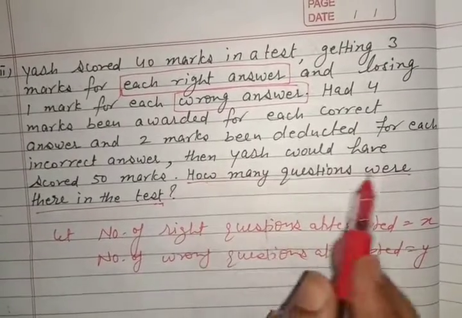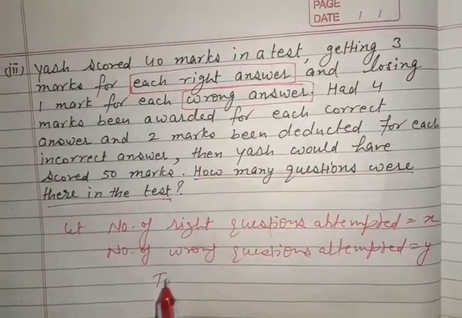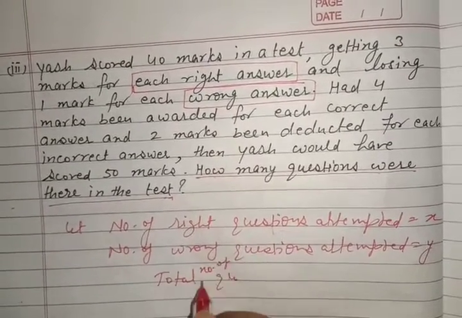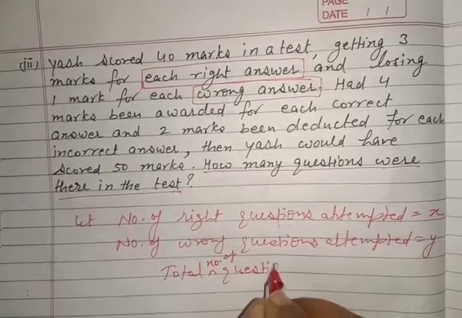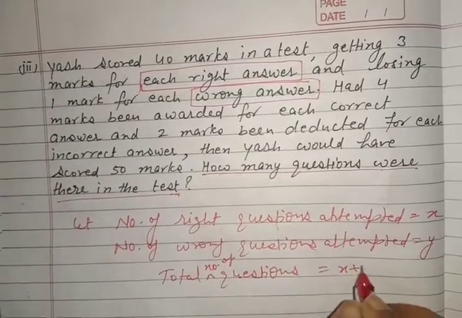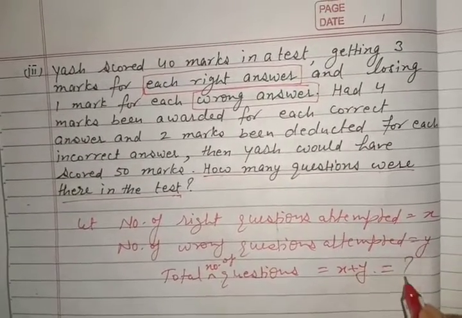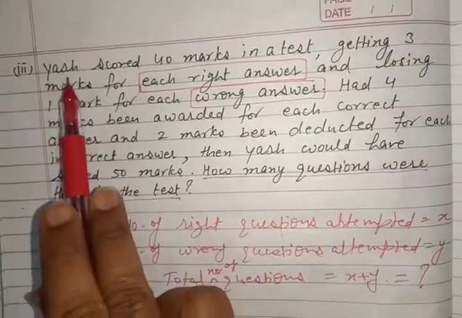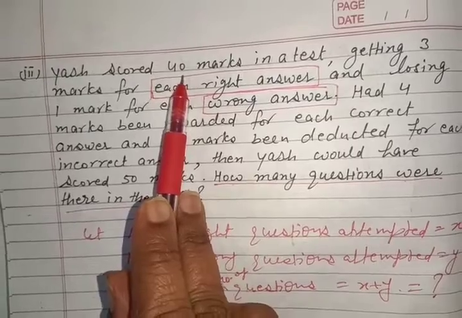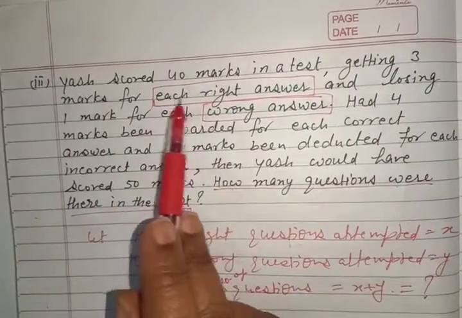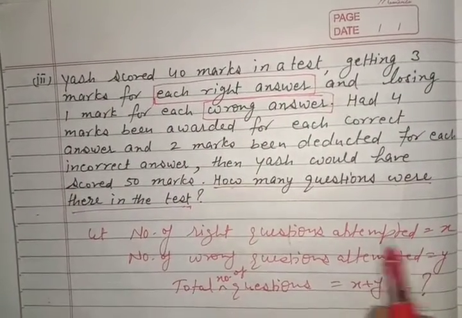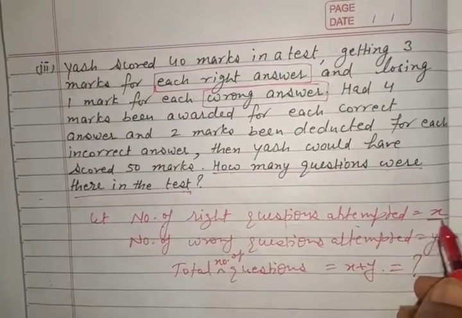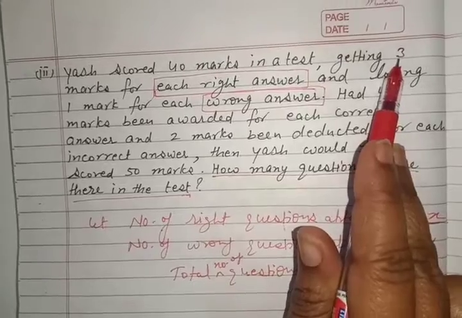And they have asked how many questions were there in the test. So the total number of questions is equal to x plus y. This we need to find. This is the last line of the question. Now Yash scored 40, getting 3 for each right answer. Number of right answers is x, and for 1 he gets 3.